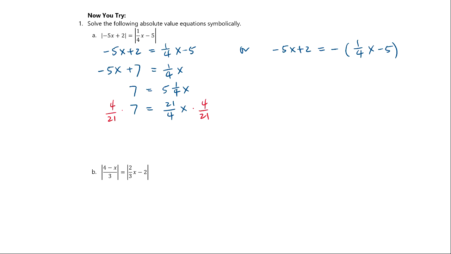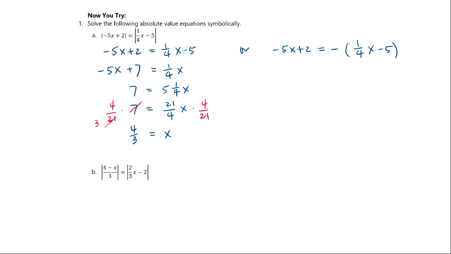On the left side, we can see there's a little bit of simplification we can do. 21 and 7 cancel out to have a 3 in the denominator. And therefore, I get 4/3 is equal to x for this scenario.